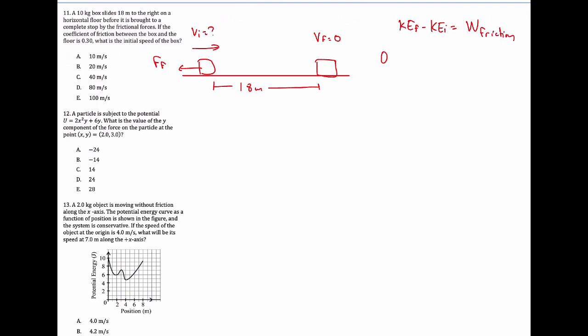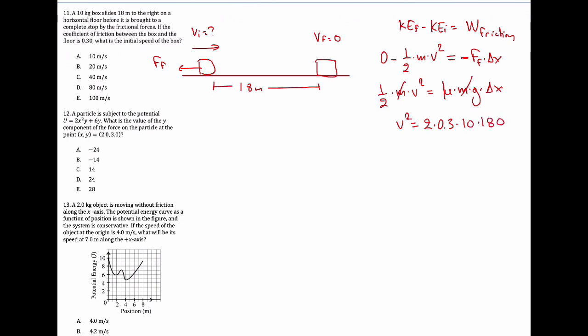The kinetic energy final is 0, the kinetic energy initial is half mass times v squared, and the work by friction is friction times distance times cosine of the angle between the force and the distance, which is 180 degrees, and this brings a negative work. So negative and negative cancel each other out, so 1 over 2 mv squared is equal to the force of friction, which is mu times normal, and the normal force is mg, multiplied by the distance. m and m cancel, so v squared is equal to 2 mu times g times the distance.